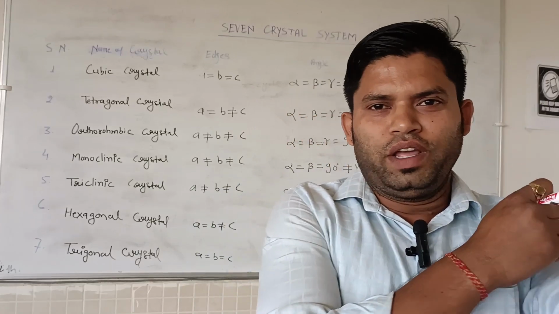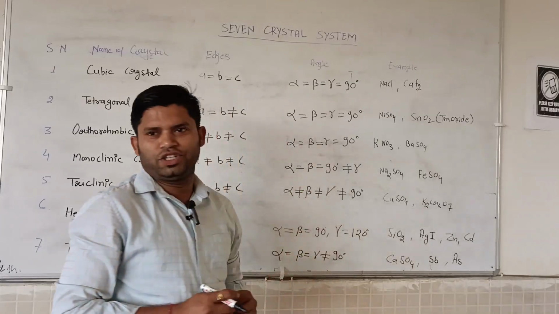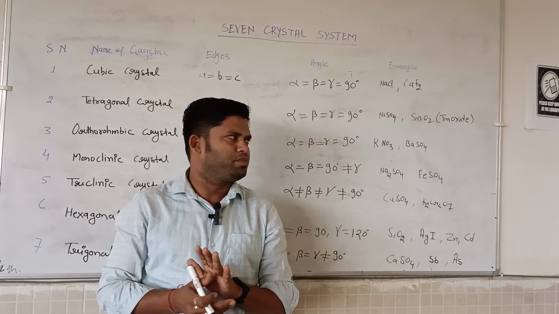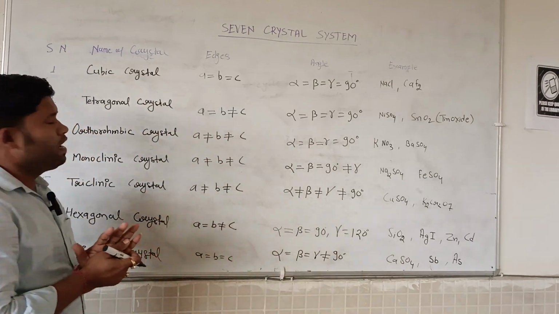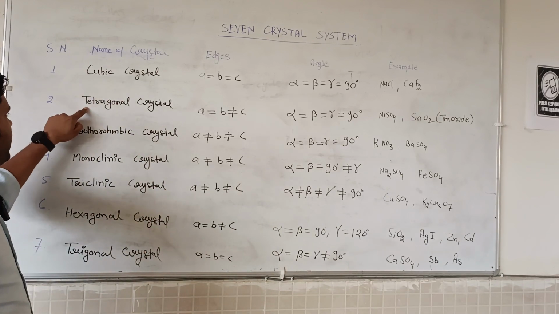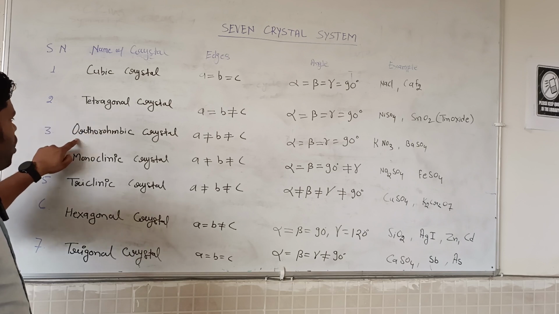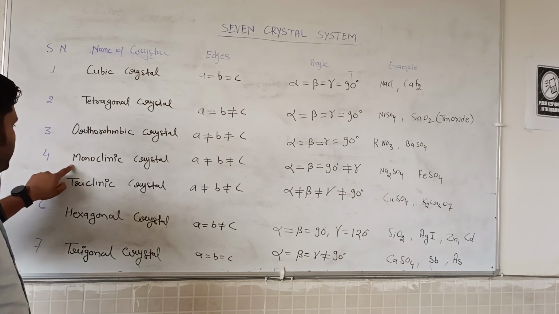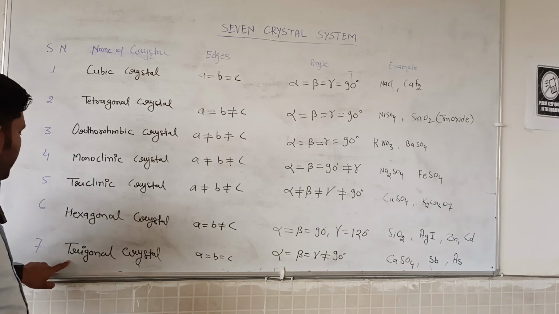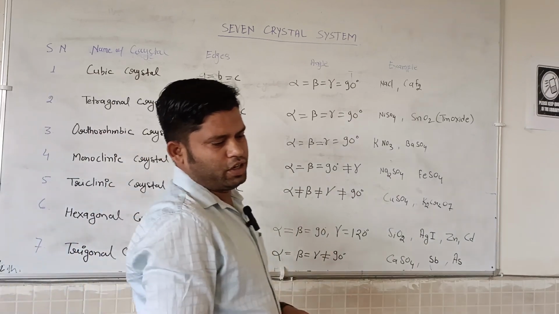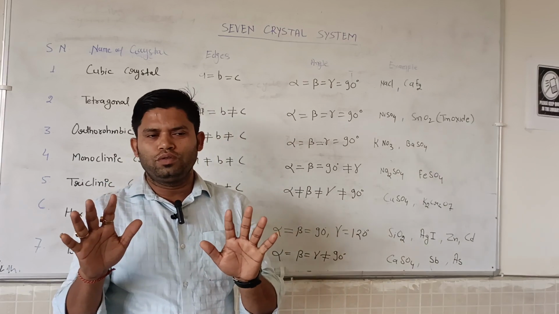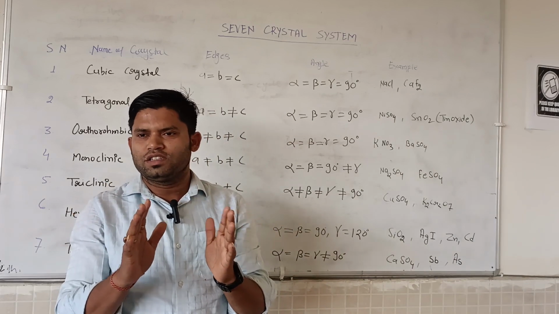Okay. Today our topic is the seven crystal systems. Now come to the names of the crystals. First, cubic crystal. Second, tetragonal crystal, orthorhombic crystal, monoclinic crystal, triclinic crystal, hexagonal crystal, and trigonal crystal. Do you all remember? First of all, to know the seven crystal systems.